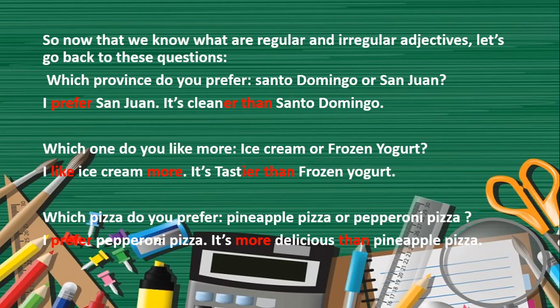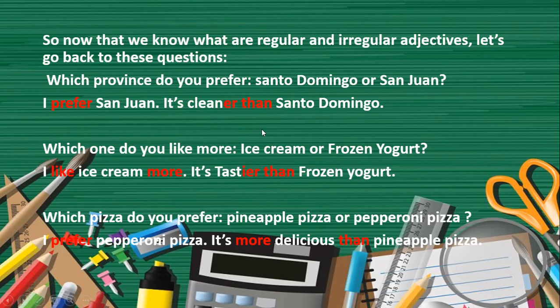Why in this case am I using more? Because delicious, how many sounds does delicious have? Let's see. Delicious. Three sounds. It has three syllables. So according to the rule, for adjectives with three or more syllables, we have to add more before the adjective. In this case, it's more delicious.